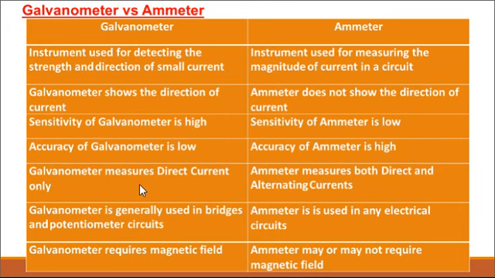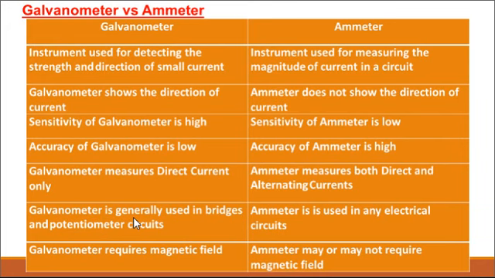And a galvanometer measures direct current only. DC current means the direction of the current is unidirectional. The polarity of the current does not change with time. Such currents are called direct currents. Here the galvanometer measures direct current only, but an ammeter measures both direct as well as alternating currents. So an ammeter measures both DC and AC.